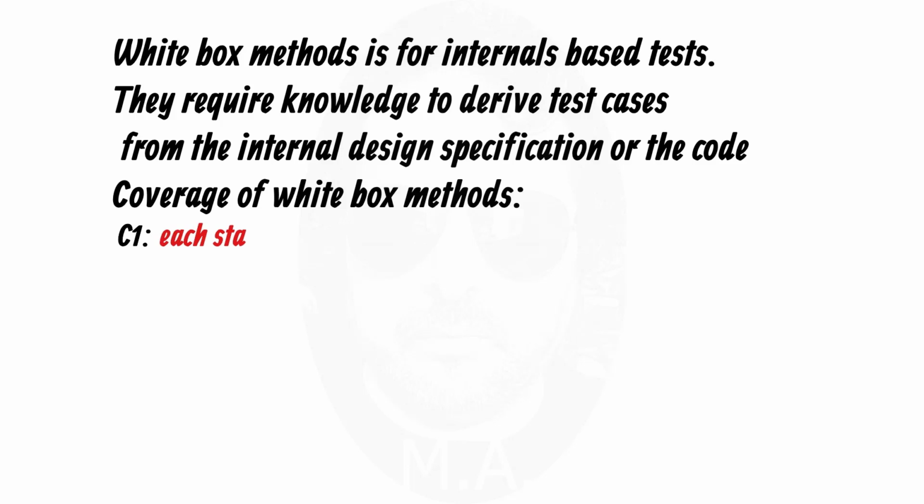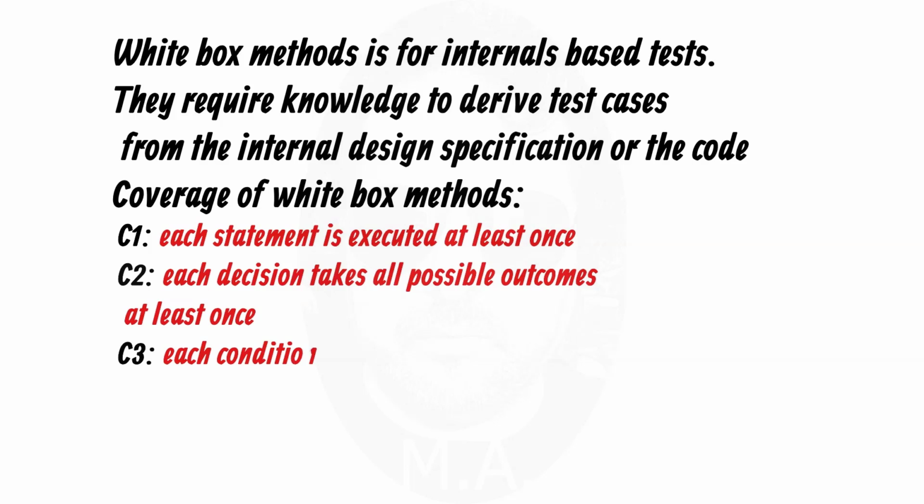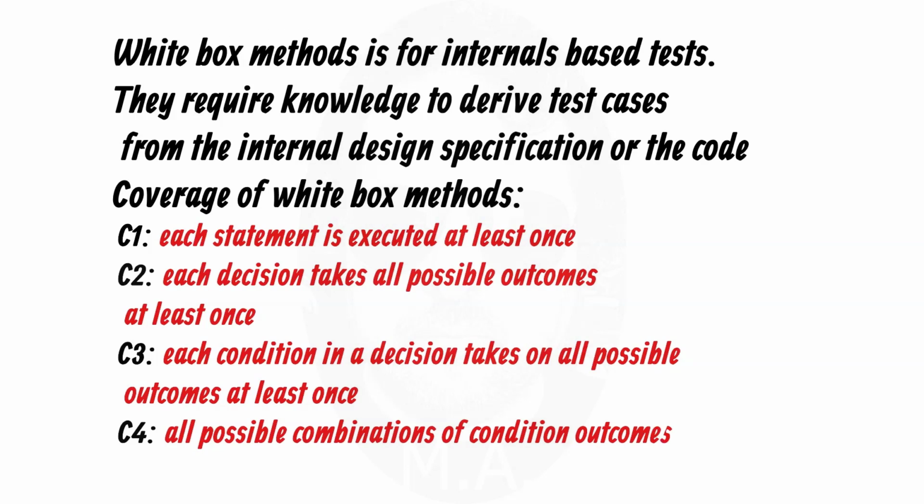The first one, C1: each statement is executed at least once. The second one is C2: each decision takes all possible outcomes at least once. The third one is C3: each condition in a decision takes on all possible outcomes at least once. The fourth one is C4: all possible combinations of condition outcomes in each decision occur at least once.